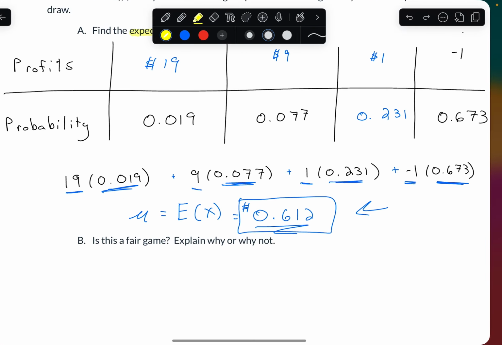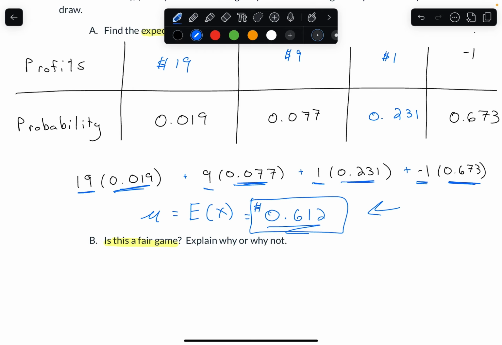It says, hey, is this a fair game? And explain why or why not. And all I'm doing to determine if this is a fair game is I'm looking back at my expected value. In order for a game to be fair, I need the expected value of the game to be exactly 0. And what that means is it doesn't favor either player. It means you're going to break even. Sometimes you'll win, sometimes you'll lose, but in the long run, you should break even.